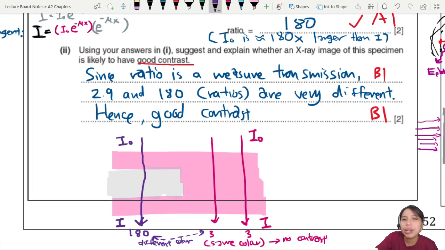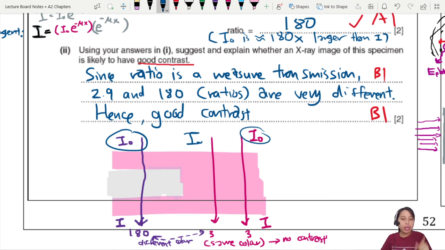After all, the intensity they come in with at the beginning is all the same. This one, all I naught, all the same. But they come out with all different intensity. So you want them to have very different intensity, and you can tell with the ratio.